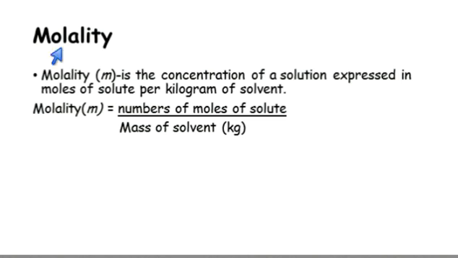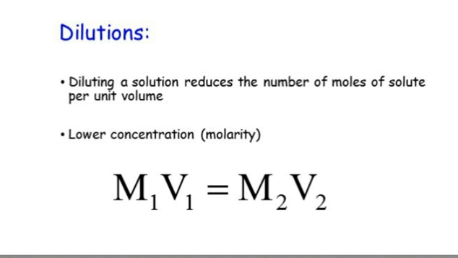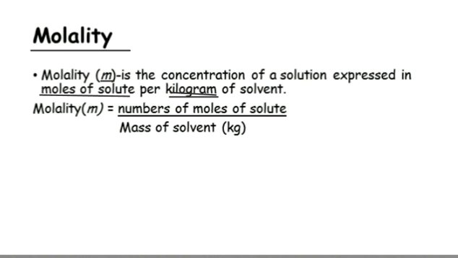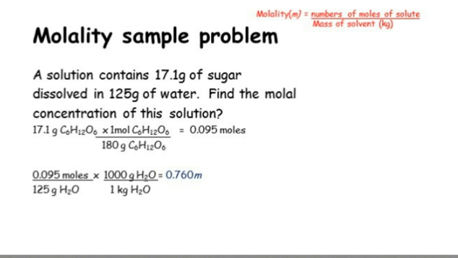Now the next is molality. This is different. Molality is a small m, and it is the concentration of a solution expressed as moles of solute per kilogram of solvent. Let's flip back. Molarity is moles per liter of solution. So one is moles per liter, one is moles per kilogram. Two different things. Molality is the number of moles of solute per mass of solvent, in kilograms.